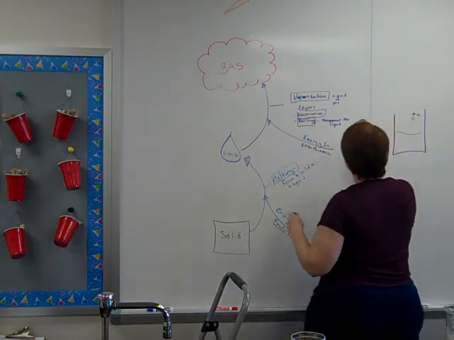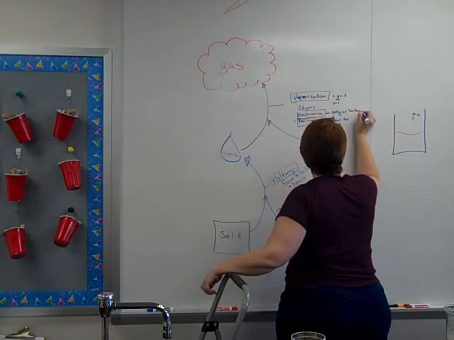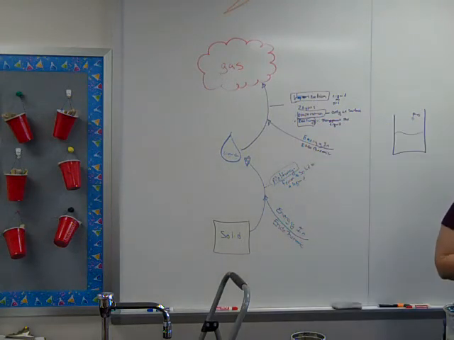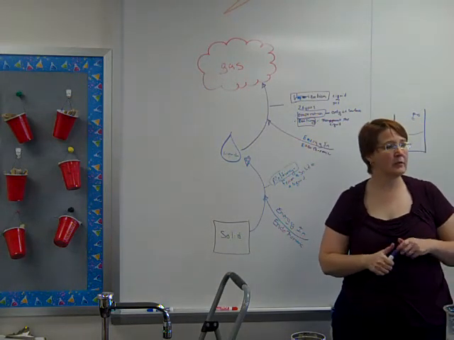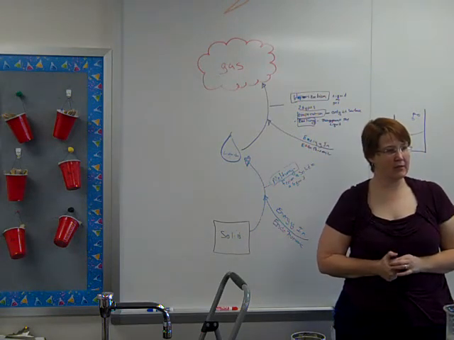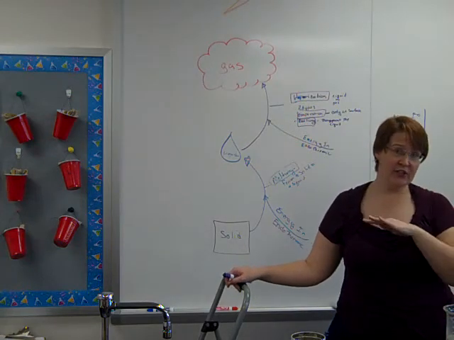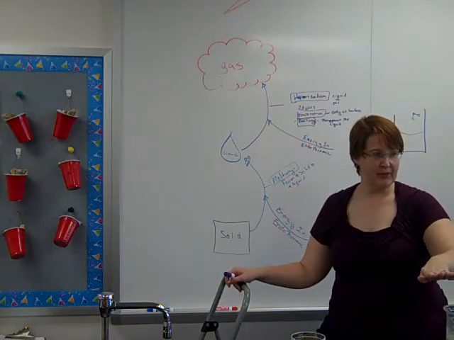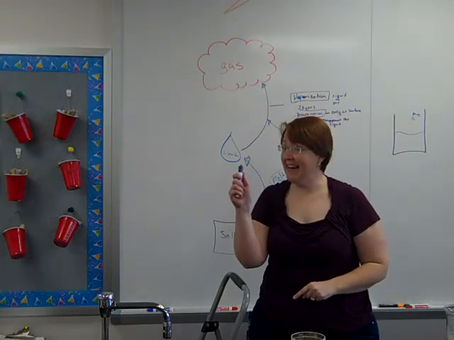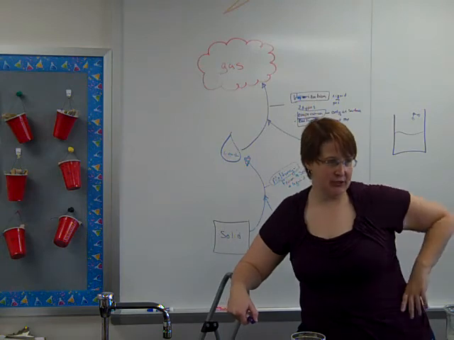Now, evaporation only happens at the surface. How is evaporation different from boiling? Yeah. Well, because it only happens on the surface and boiling goes all throughout and affects it all. But there's one other difference. That's correct. Evaporation is only at the surface. Boiling happens throughout. Evaporation can happen at any temperature. Boiling happens only at specific temperatures.